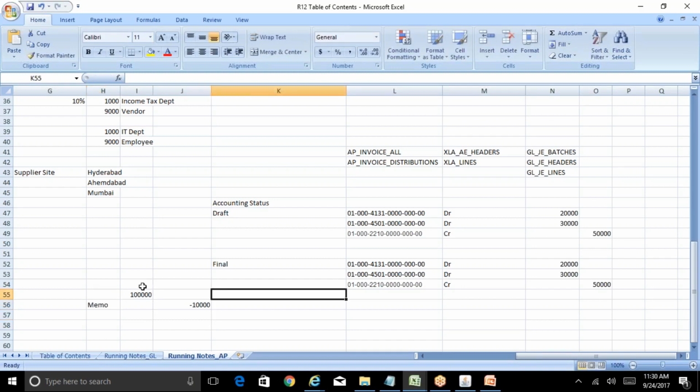The other scenario could be for the same 100,000 worth of goods. Your vendor has raised an invoice for 100,000 worth of goods and given it to you, and then he realized that he should not have charged 100,000 rupees. He should have actually charged only, say, 95,000 rupees. He overcharged 100,000 rupees and should not have done that.